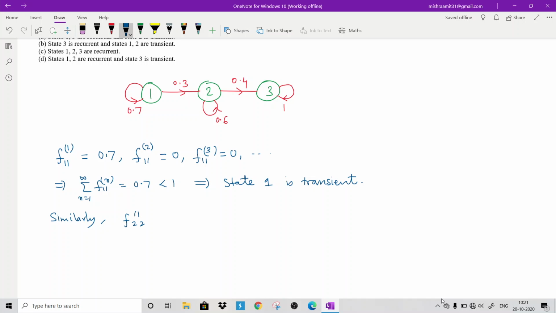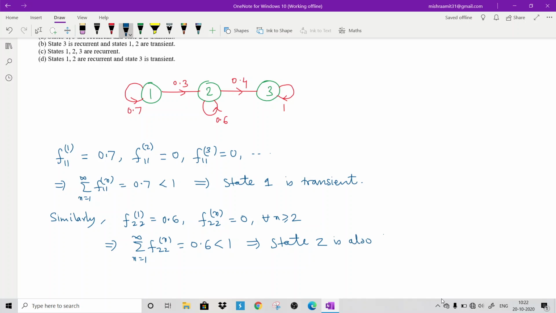Similarly, what is F22 1? F22 1 is 0.6, and F22 n is 0 for every n greater than or equal to 2. Why? Because when you leave 2, you will never return back if you are going towards 3. If you are leaving 2 and returning back with this path, it will be first time in 1 step. It is not possible first time in the second step or third step and so on. So this also implies that the summation of F22 n, n ranging from 1 to infinity, is nothing but 0.6, which is again less than 1. So this implies that state 2 is also transient.